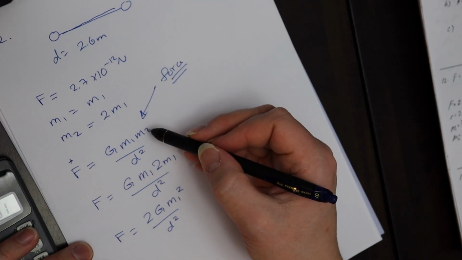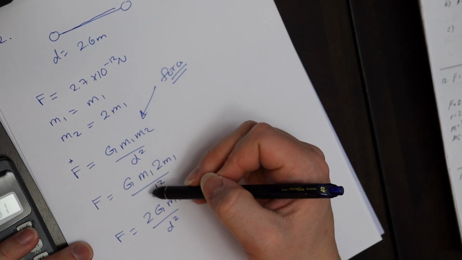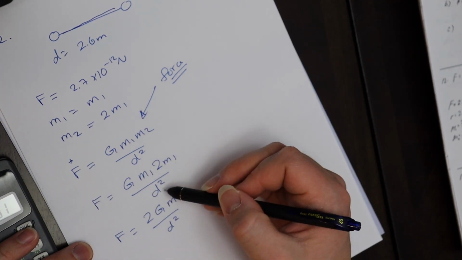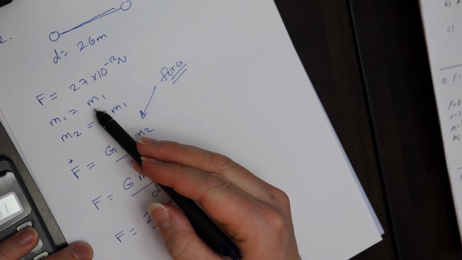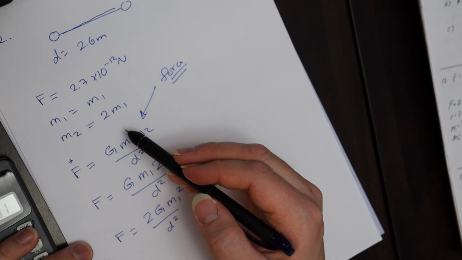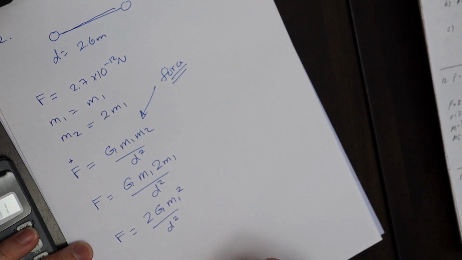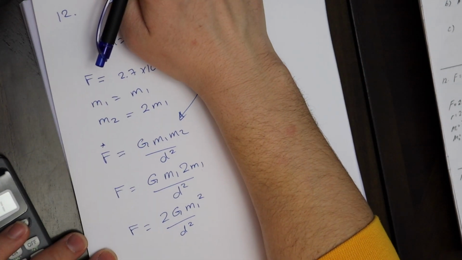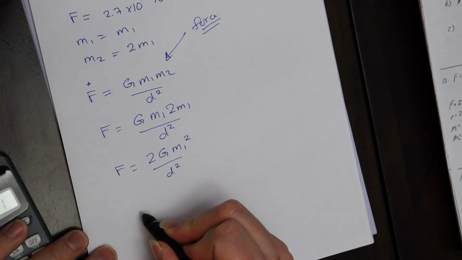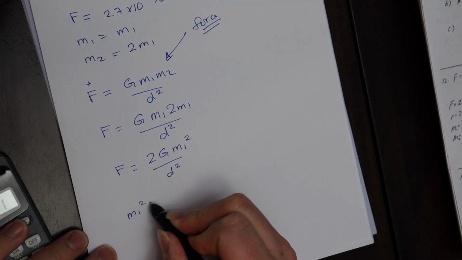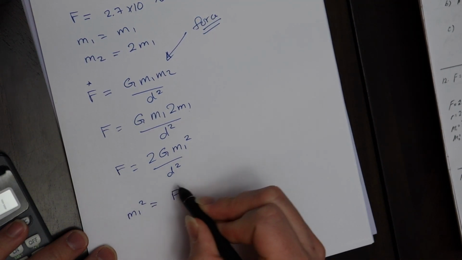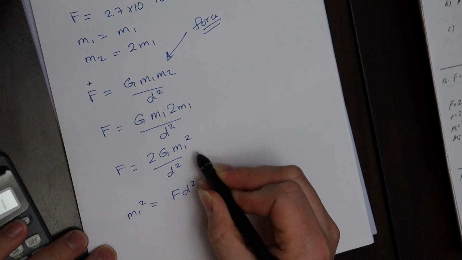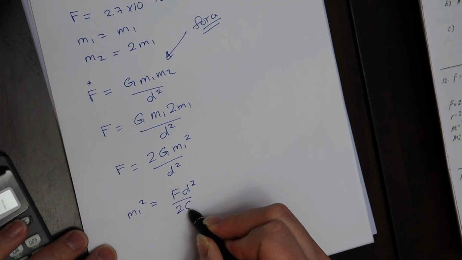Again, they might give you numbers. If there are numbers, you just plug in the numbers. This little rearranging is specific to this question because they're giving you one mass in terms of the other mass, and I'm trying to find M1. So I'm going to rearrange this formula one final time here. M1 squared equals force times the distance squared divided by 2G.